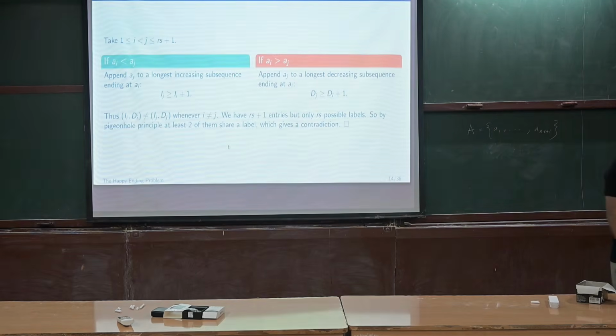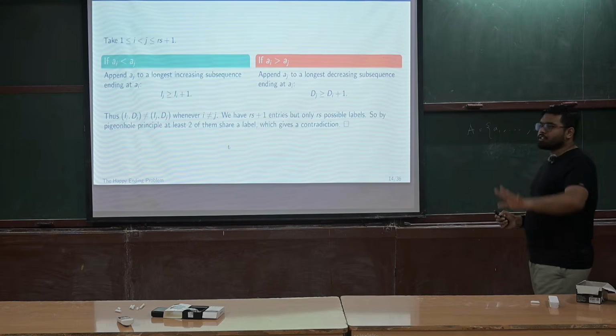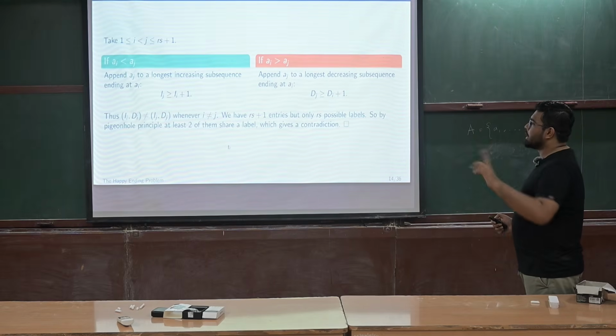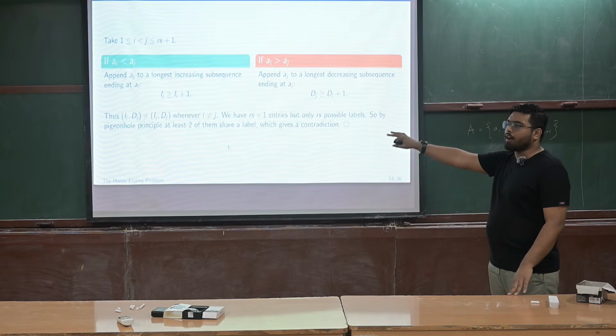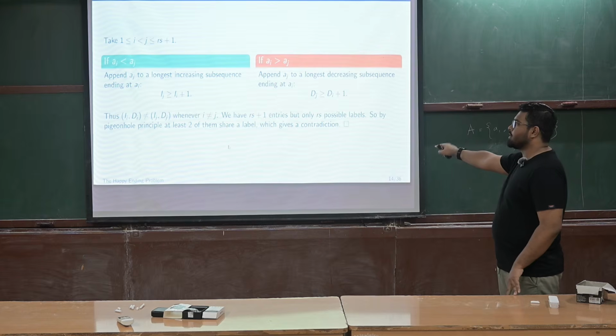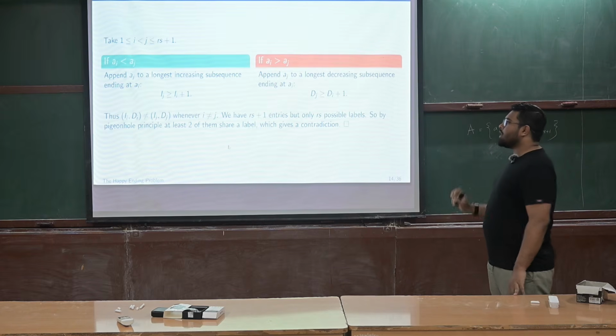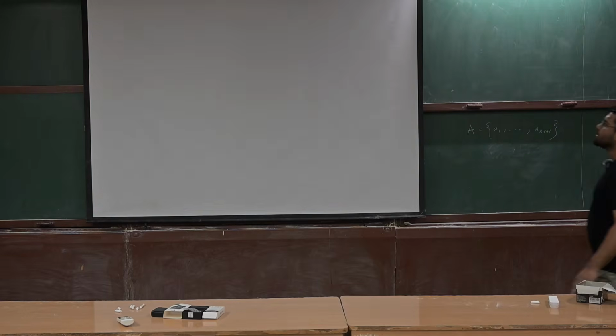Since for every a_i you have a longest increasing subsequence that you represent by capital I, so this new I_j that you have after appending a_j to the end of this longest increasing subsequence must have length strictly greater than I sub i plus 1.